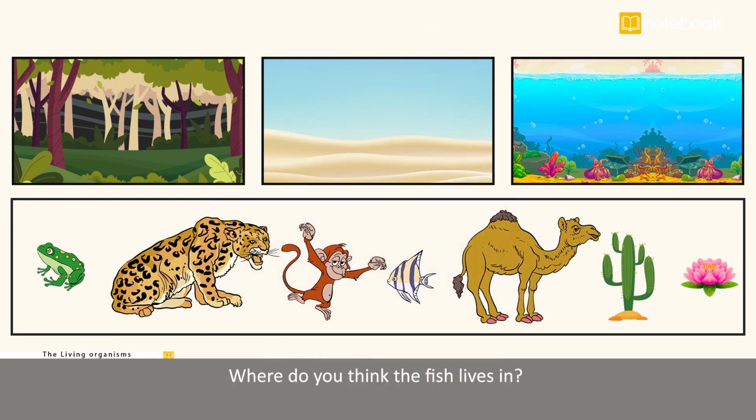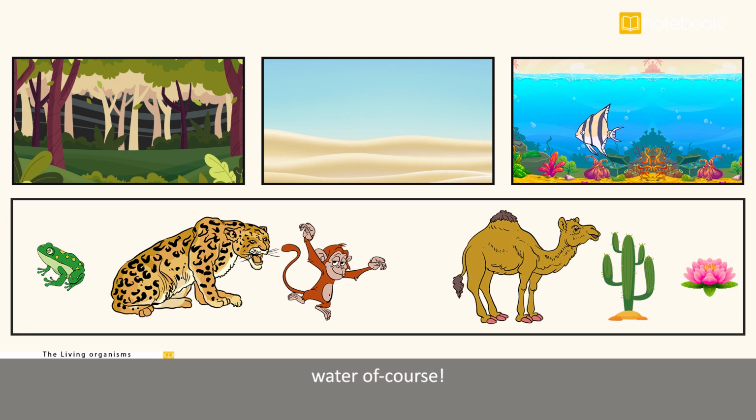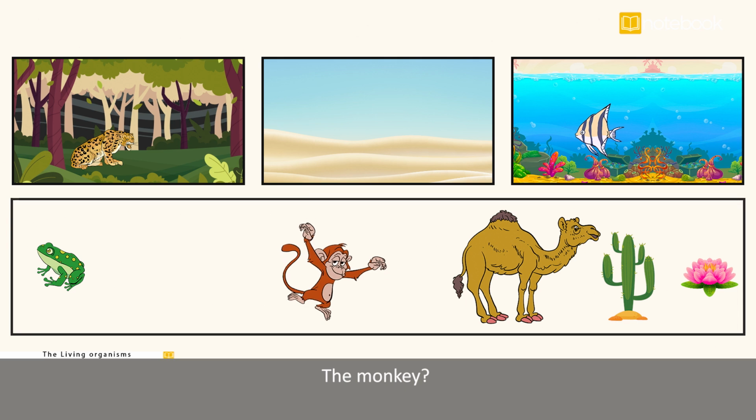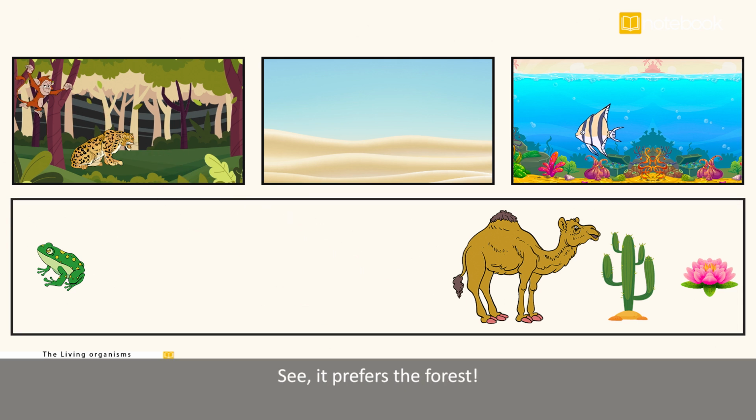Where do you think the fish lives in? Water, of course. What about the leopard? I think in the forest. The monkey? See, it prefers the forest. What about the frog? Where should we put it? It lives both on land and in water.